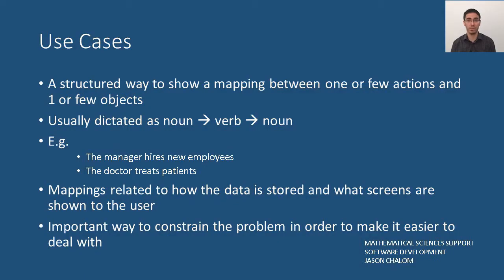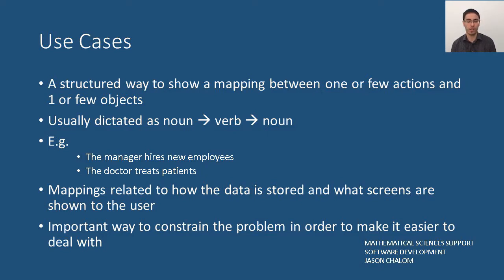So talking about the sort of questions that you need to ask to constrain the problem before you start programming a software solution, a tool that's used is called use cases. Many businesses use them. It's a structured way of mapping between one or few actions and one or few objects. So that pretty much means something like a noun, a verb, and a noun. So the boy kicks a ball. So there you know that there's some object, a boy, whose action is to kick, and he enacts that action onto the object, a ball.